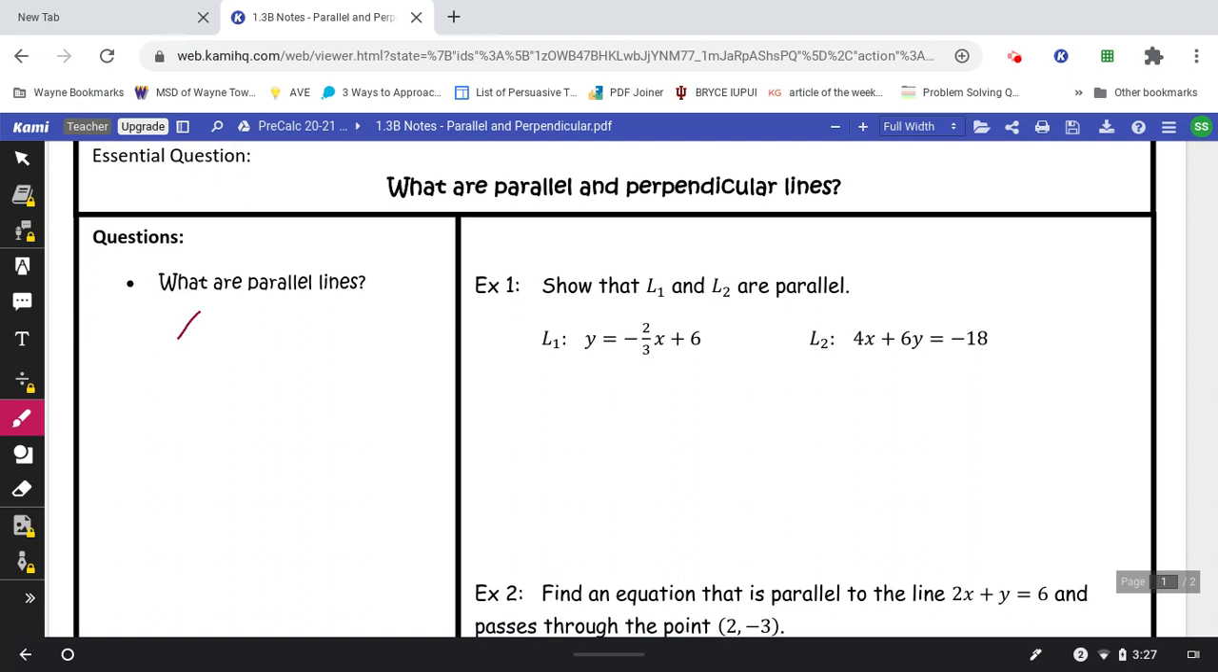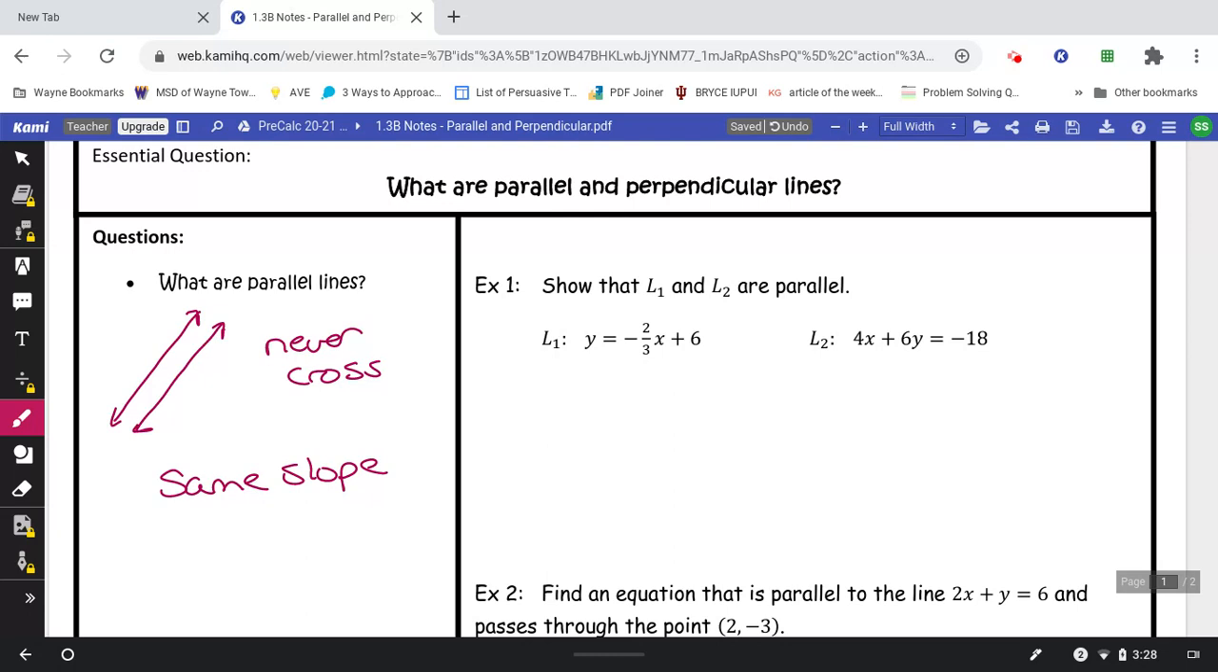Parallel lines, you guys know, are two lines that never cross. If they never cross, it means they have to have the same slope. So that's as easy as saying if the slope of one of the lines is 1/3, the other slope automatically has to be 1/3. So let's look at example number 1. Show that L1 and L2 are parallel. L stands for lines. And I need to show that they're parallel.